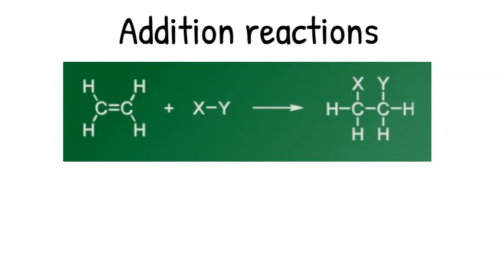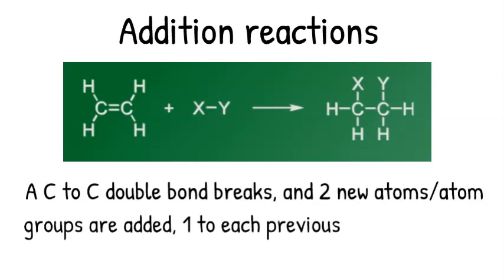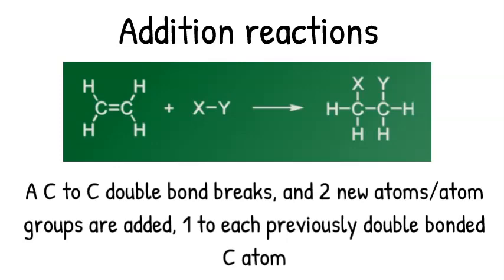So look at it carefully and commit it to memory. Once you've read the definition, have a look at the picture and make sure the picture matches the definition. See the carbon-to-carbon double bond on the left, and on the right it has broken and two new atoms or groups of atoms are added, in this case an X and a Y. Note also that the molecule has gone from unsaturated with a double bond to saturated with each carbon having 4 single bonds.